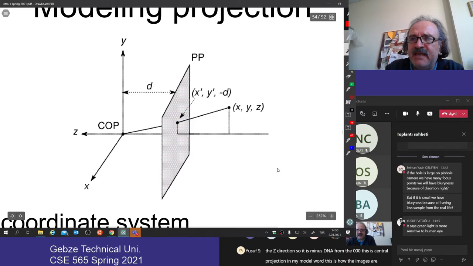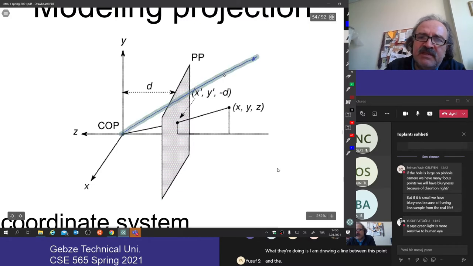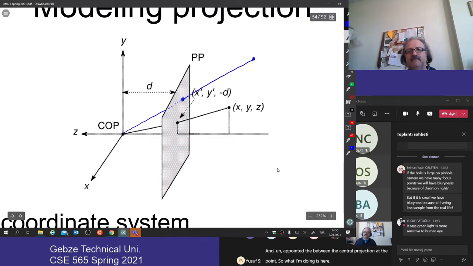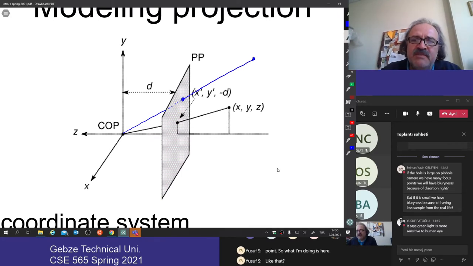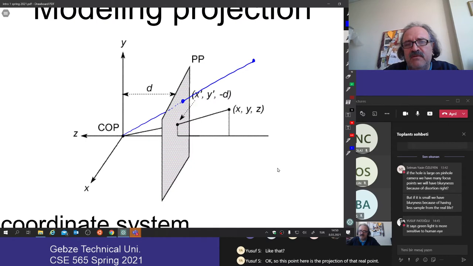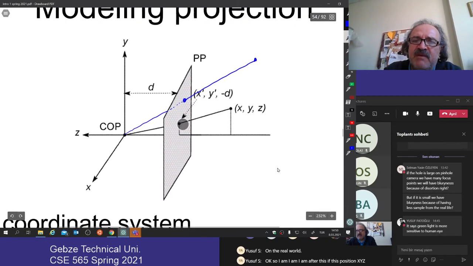If I have a point like that in the real world, what I am doing is I am drawing a line between the center of projection and the point. Like that. Okay, so this point here is the projection of that real point in the real world. So I am after this. If this position is x, y, z, what is this x prime, y prime?